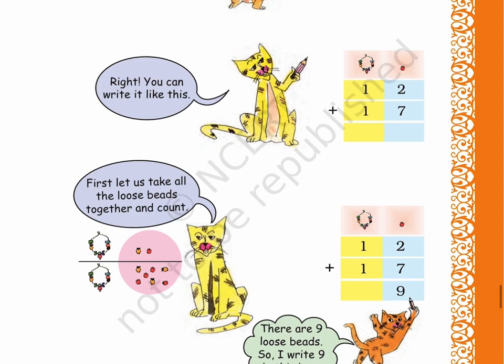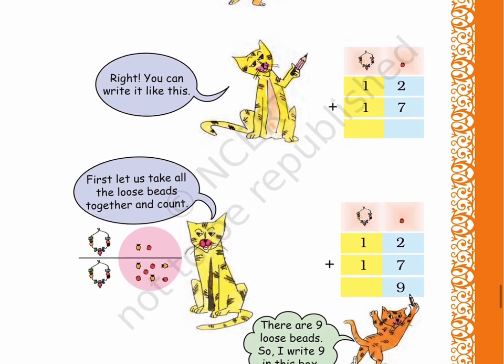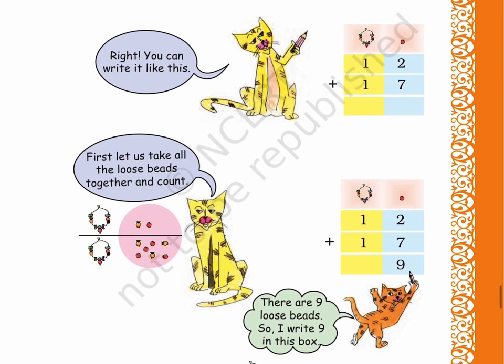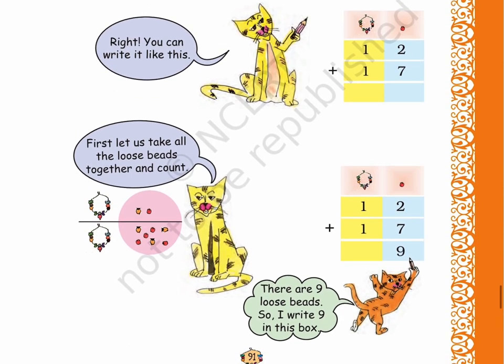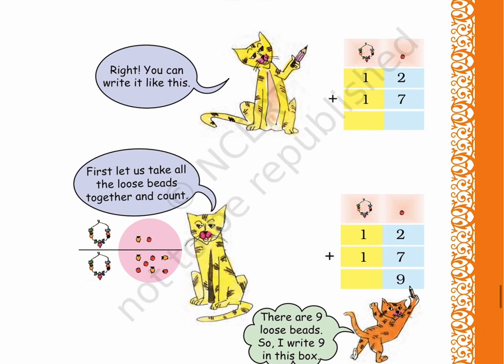Row 3. Number 1 is written in column 1, number 7 is written in column 2, and there is a plus sign in front of number 1, column 1, row 3. There is a blank space to write answers below row 3. Column 1 is yellow in color and column 2 is blue in color. Cat 2 is saying, right, you can write like this.